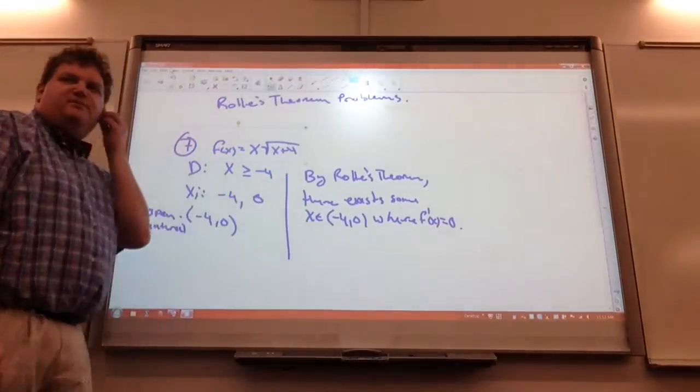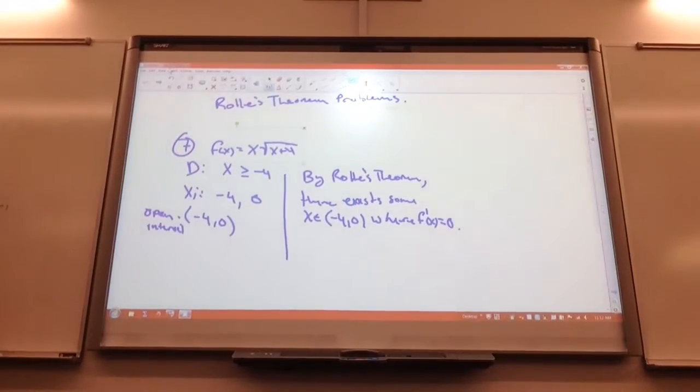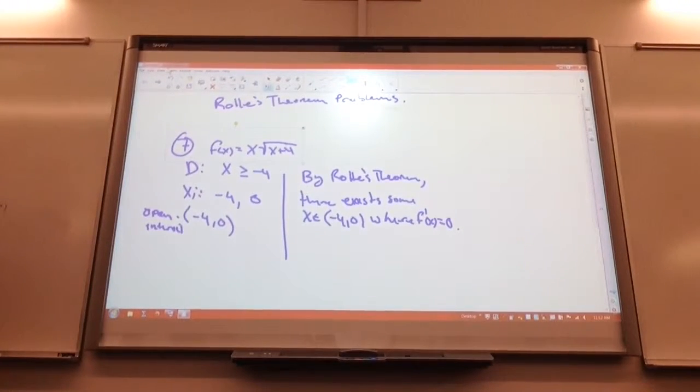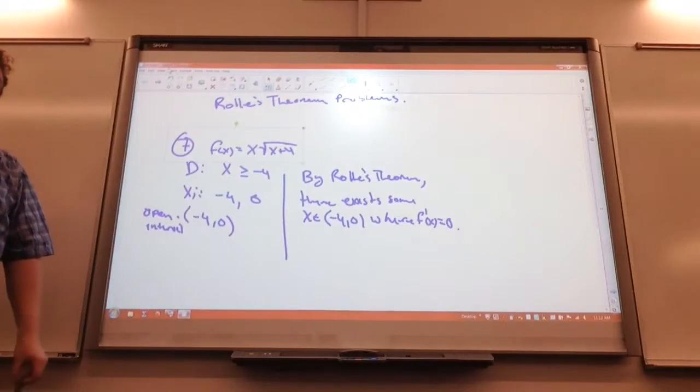And if you want to be really spiffy with this, you could throw in an explanation because f of -4 is equal to f of 0, and the function is differentiable between -4 and 0. But that's basically just what Rolle's theorem says. By Rolle's theorem, there exists some x. Do we have to say open interval?